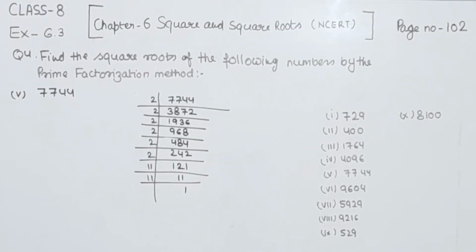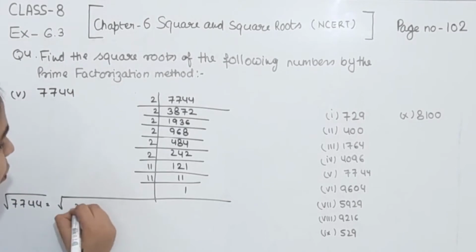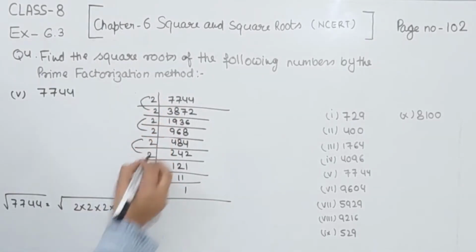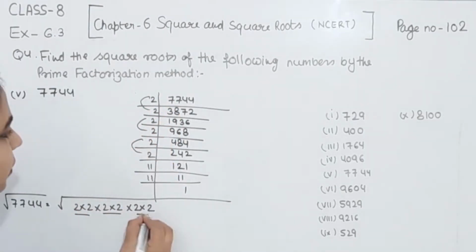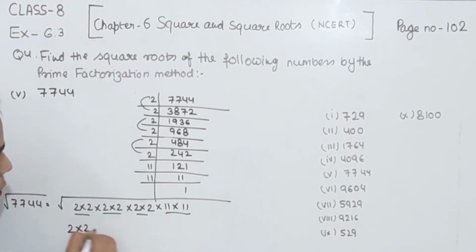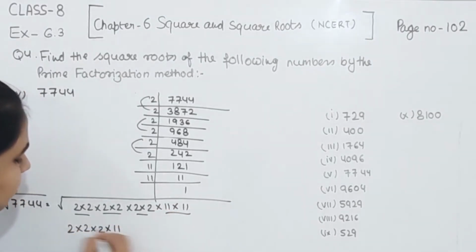Now we are going to write here root 7744 is equal to the, we are having the 2 multiplied by 2 multiplied by 2 multiplied by 2, 2 and 2. We are having 1, 2, 3 pairs. 1, 2 and 3, then 11 multiplied by 11. So we are going to write here 1, 2 and 3 and 1 time 11.